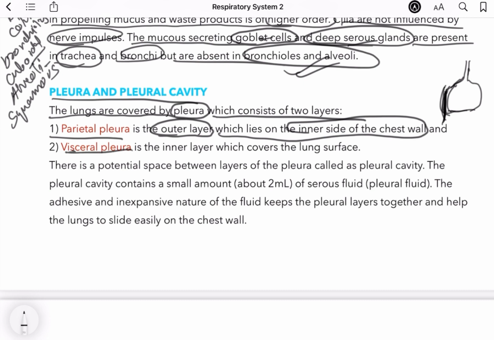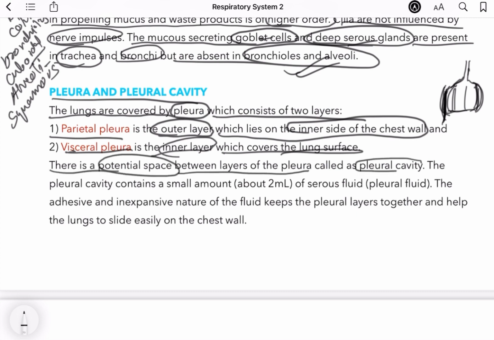Visceral pleura is the inner layer which covers the lung surface. Now all this lung surface will be covered by visceral pleura. There is a potential space between the layers of pleura called the pleural cavity, where there is space between the parietal pleura and visceral pleura.